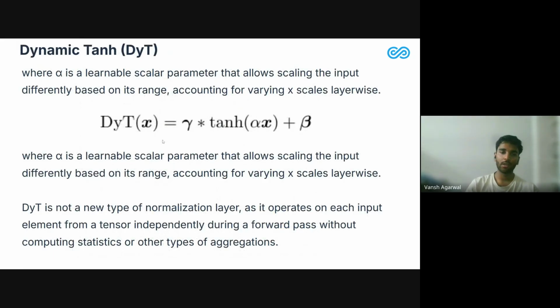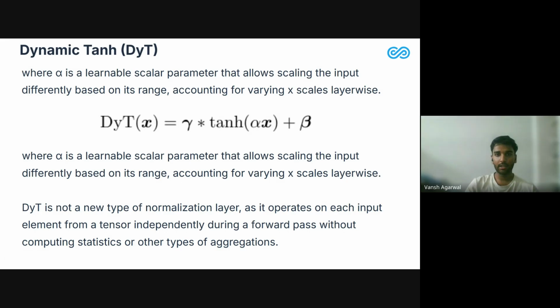Then moving on to exactly the tanh function. Given that there is this S-shaped function, but it varies according to the layers, and there is a difference in terms of the ranges and the slopes that exist, they add an alpha here, which helps to scale. It is a learnable scalar parameter, which helps to scale the input.